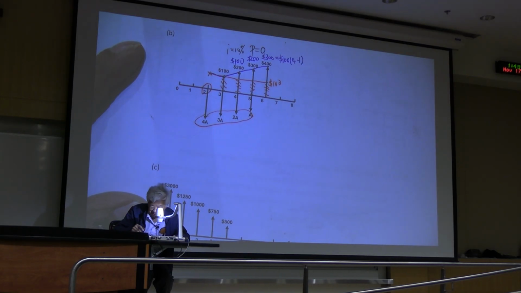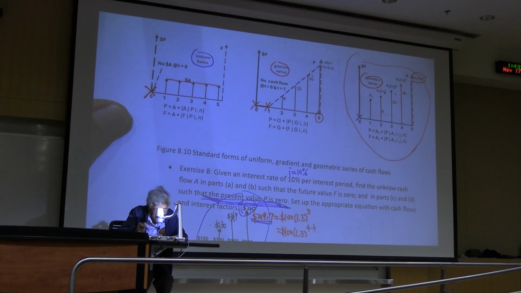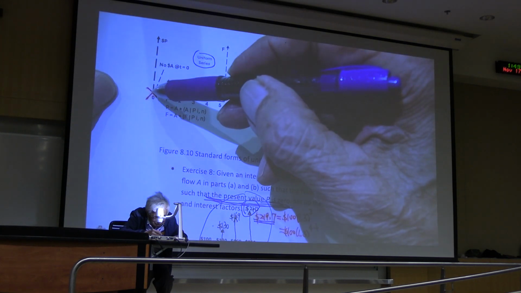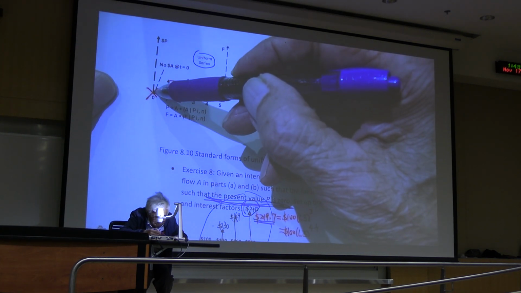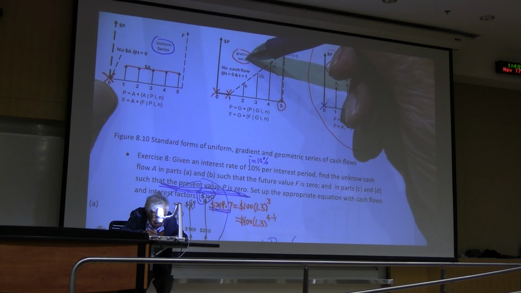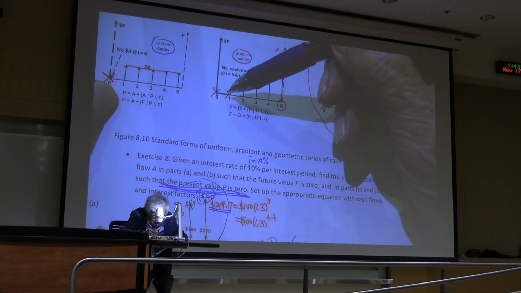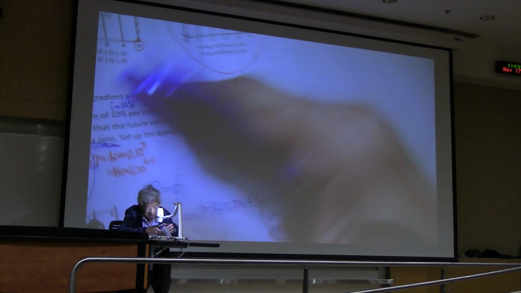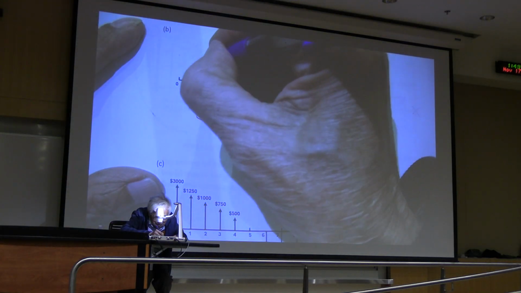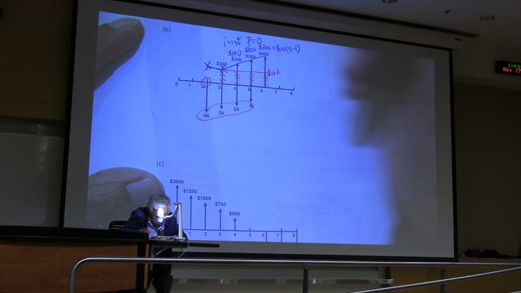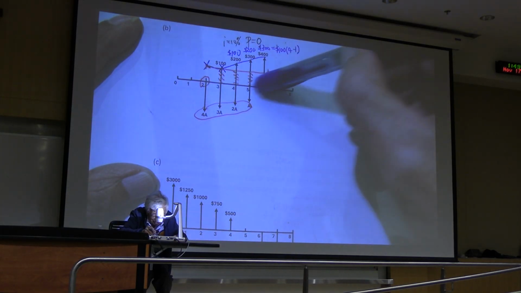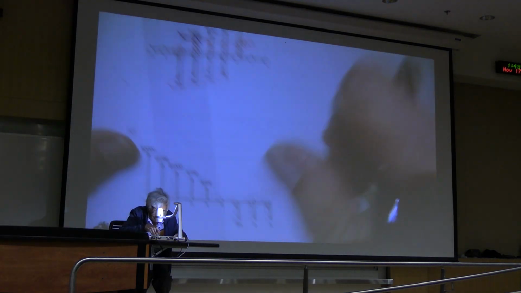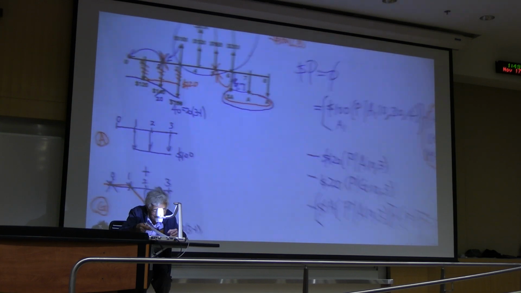You notice the standard form, A series. Present value is 1 interest period backward. Standard form of gradient series: no cash flow, no cash flow. So this is easy to handle. How about this?